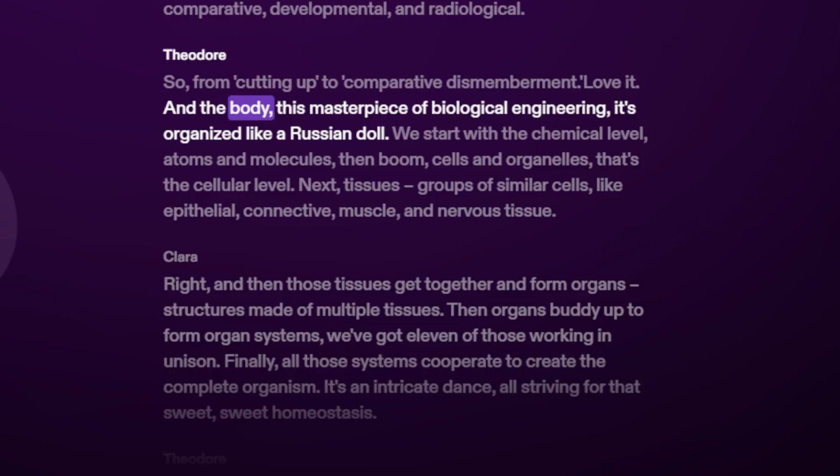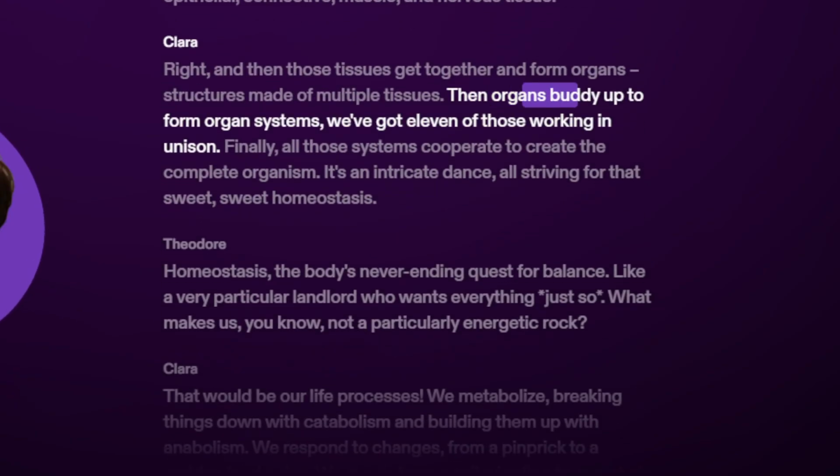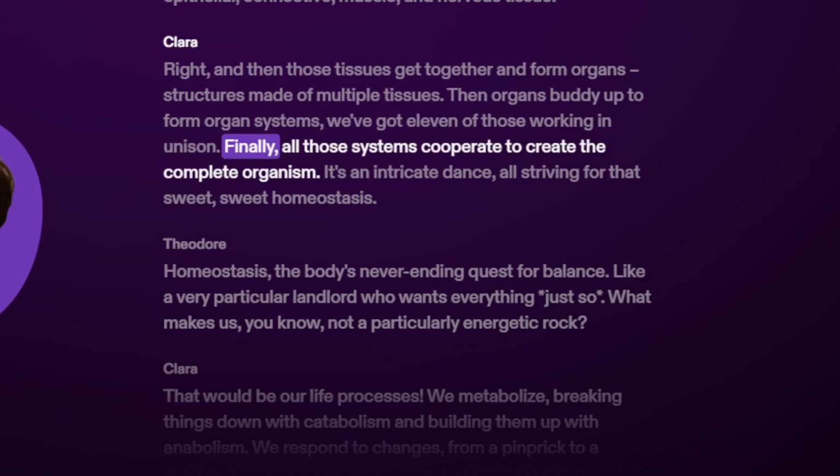Love it. And the body, this masterpiece of biological engineering, it's organized like a Russian doll. We start with the chemical level, atoms and molecules. Then, boom, cells and organelles. That's the cellular level. Next, tissues, groups of similar cells, like epithelial, connective, muscle, and nervous tissue. Right. And then those tissues get together and form organs, structures made of multiple tissues. Then organs buddy up to form organ systems. We've got 11 of those working in unison. Finally, all those systems cooperate to create the complete organism. It's an intricate dance, all striving for that sweet, sweet homeostasis.